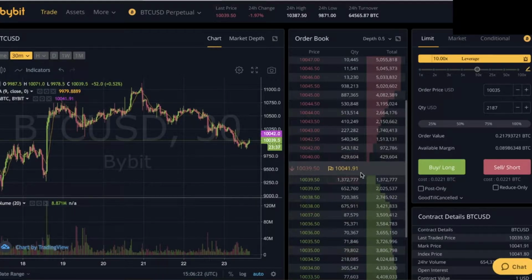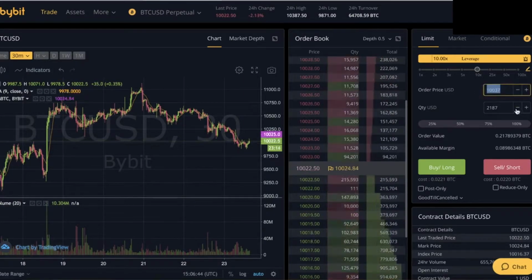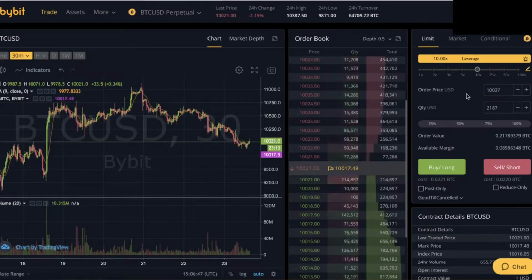This is the order book. You don't really need to worry about this either. The only time this can be useful is if you very quickly want to enter a position without paying market fees, because the fees are very high. You can actually click on the price. So for example, if I want to enter at 10,037, I can just click on that, and you can see it's already filled that number in on the order price. So that moves us on to this tab.